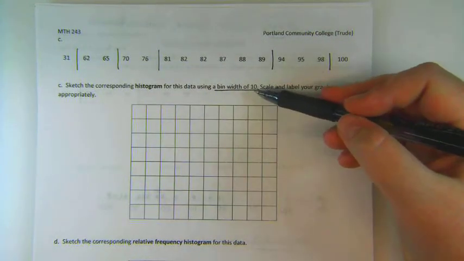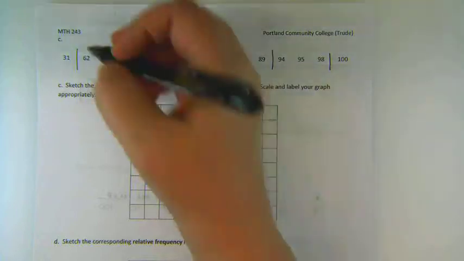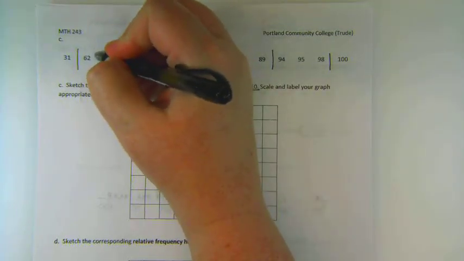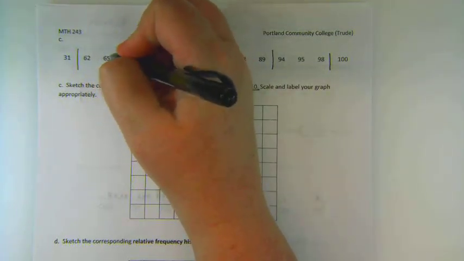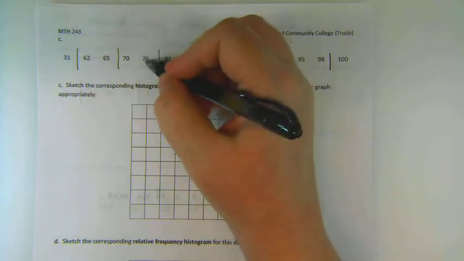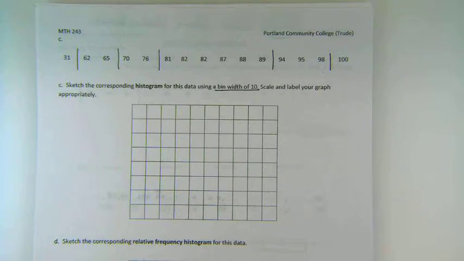If we said like a bin width of 5, then we'd have extra separators, like 60 to 65 and then 65 up to 70, something like that. So then these would be separated too. Then we just end up with more possible bins to work with.